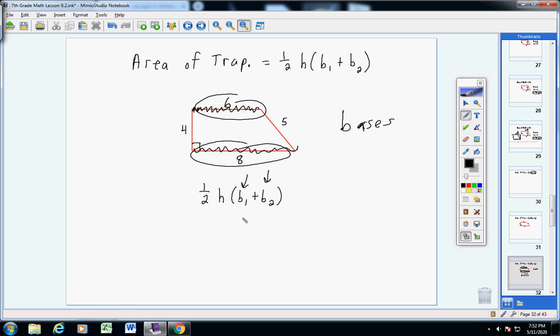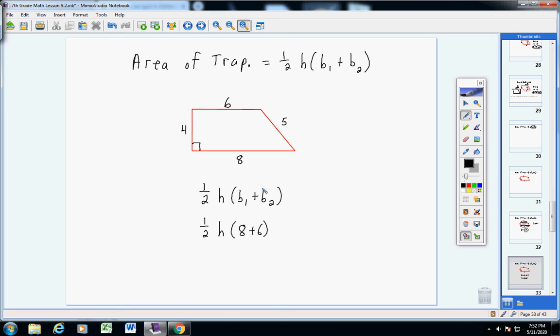Or to be honest with you, you can put the 8 here and the 6 here. Guys, it really doesn't matter. This 1 just means base 1. This 2, they're called subscripts. B subscript 1 just means base number 1. B subscript 2 just means base number 2. It doesn't matter which one you put where. It's not a big deal. But there we go. We get 8 plus 6. Now, quickly, let's go ahead and add these two bases together, and I get 14. That's really easy, guys.